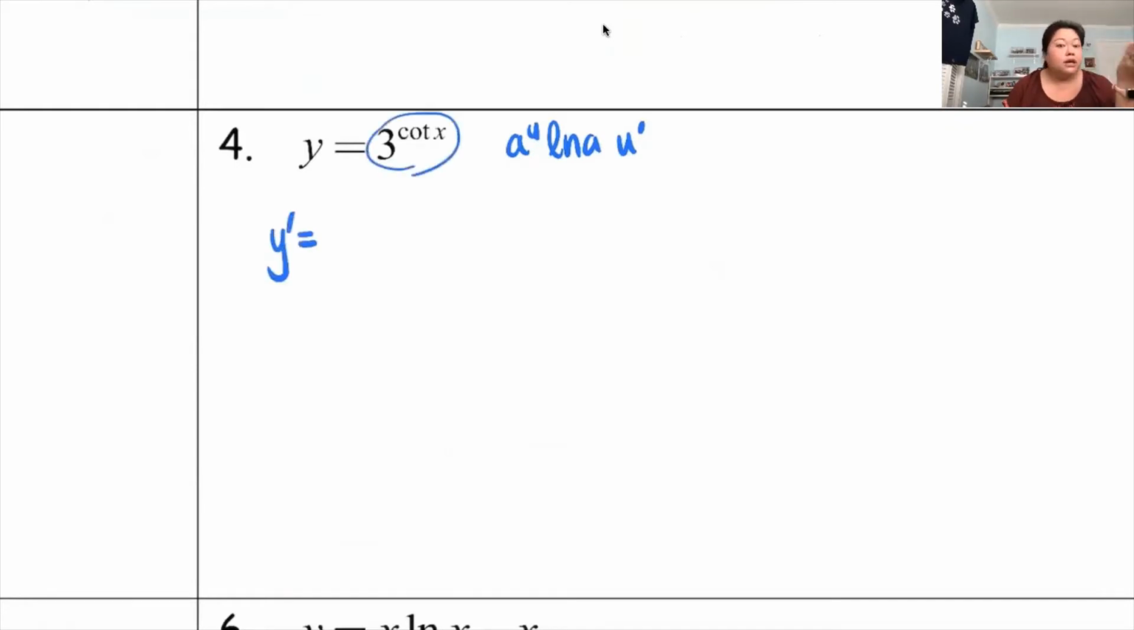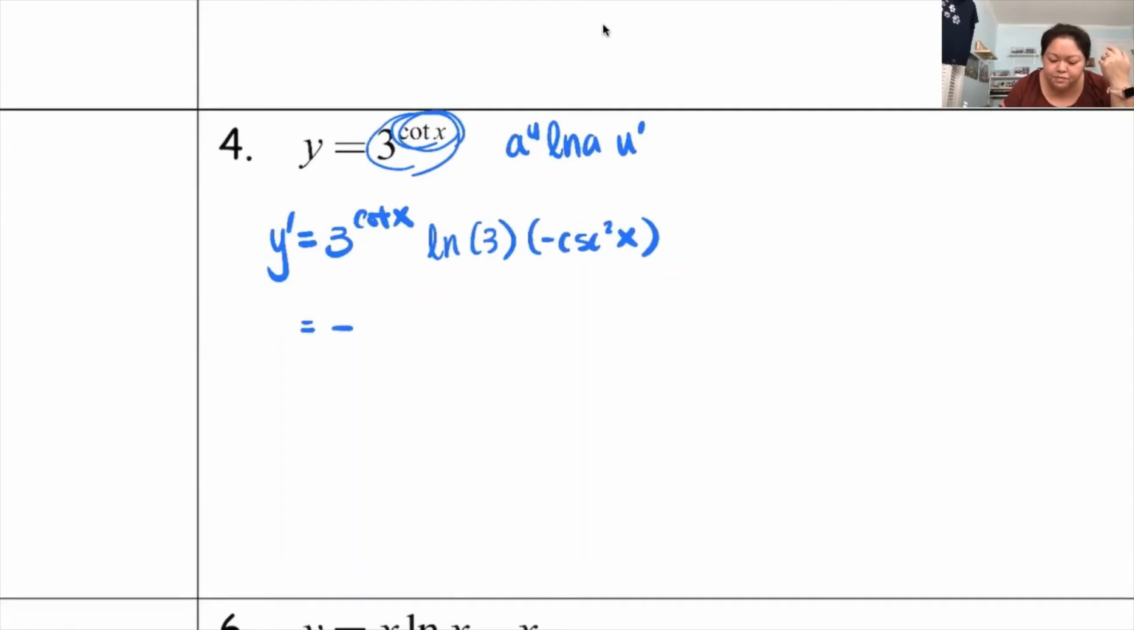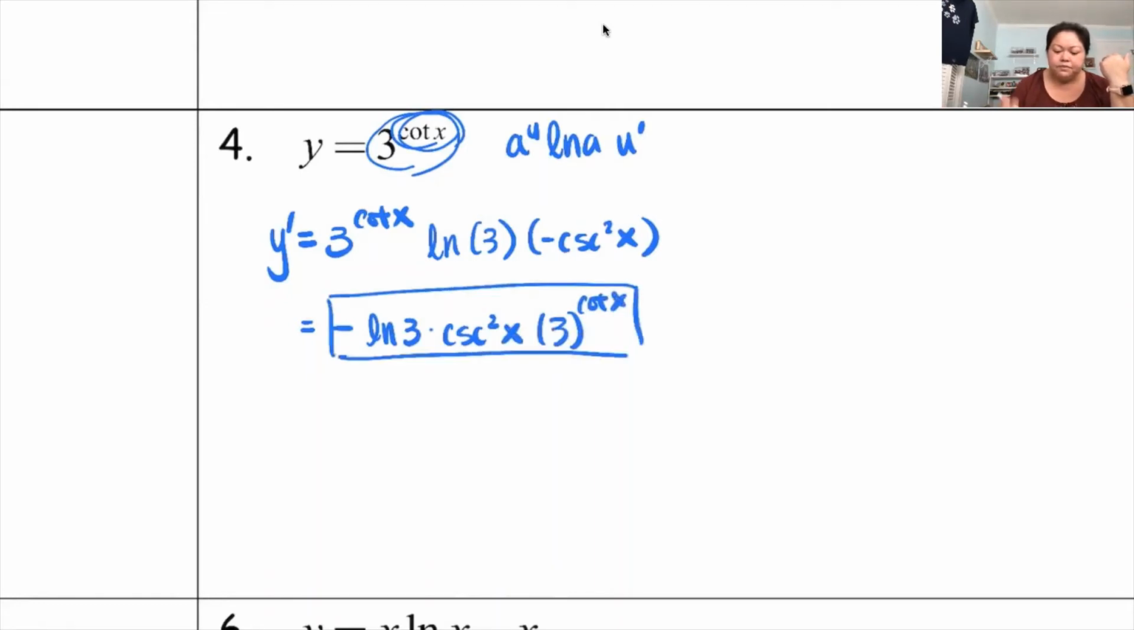So the derivative of this, y prime, is equal to a to the u, which means you write this whole thing again: 3 to the cotangent x, because u is my exponent, times the natural log of your base, 3. Then u prime: what is the derivative of cotangent? It is negative cosecant squared x. And that is your final answer. Very unclean, but that is your final answer. I would probably clean it up a little bit: negative natural log of 3, that's a coefficient, and cosecant squared x, times 3 to the cotangent x, just so it's a little bit cleaner.